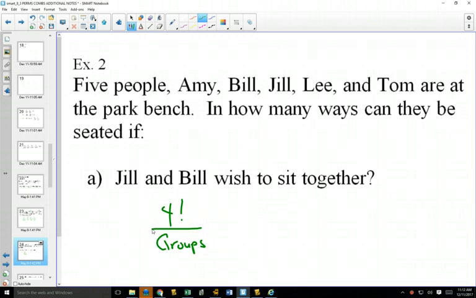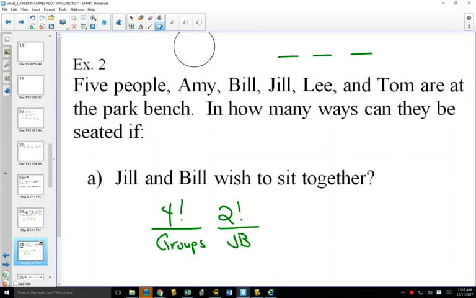Then when you look at the individual groups, one of the groups is Jill and Bill. And they could sit together holding left hand, right hand, or right hand, left hand. So there are 2 ways, or 2 factorial ways, that you could arrange them. For example, there's your 5 spots. If Jill and Bill were on the end, it could be that way. Or it could be Bill first, and then Jill second, right?